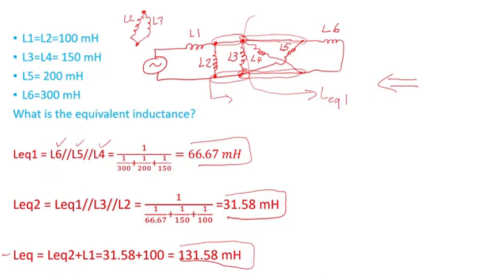Another way to look at it, just like I did for L2 and L3, they share 2 points. That means they're in parallel. So if I inject current here, for instance, at this point, some of it will flow through L2, some of it will flow through L3. So that means they're in parallel.